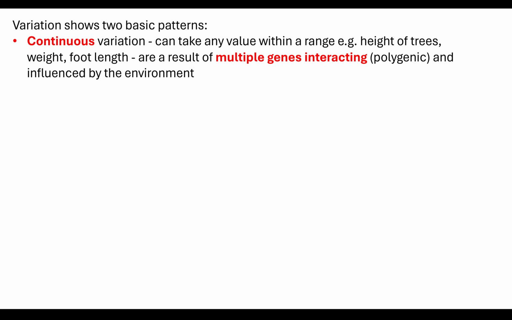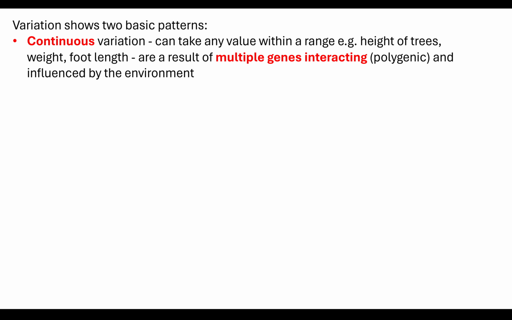Continuous variation can take any value within a range. So things like height of trees, your weight, foot length, height of plant. These are all results of multiple genes interacting. So we say that this is polygenic. Poly means many, many genes. It's also normally influenced by the environment.